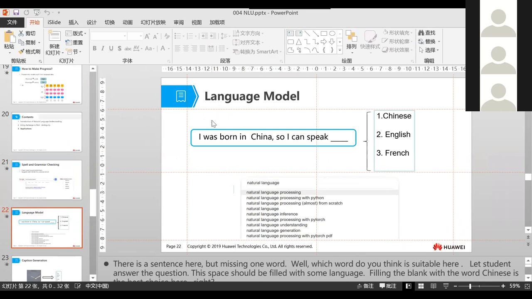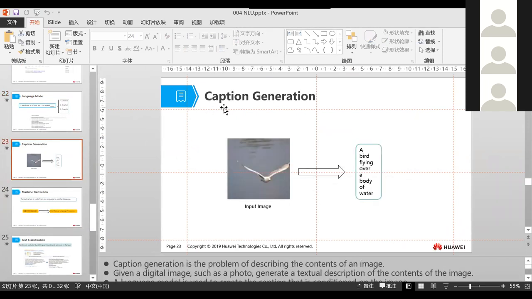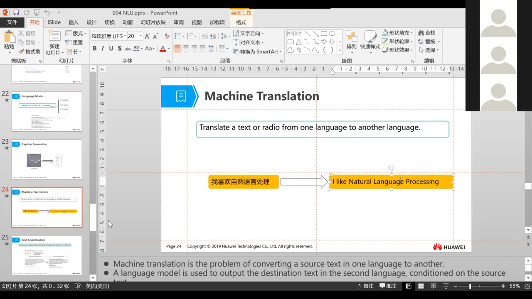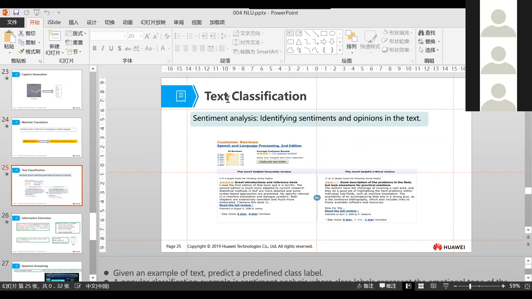That is, here is a sentence, and the AI model can predict what is the next word. And also the image caption generation, we input an image and the output is a sentence that describes the content in the image. And also a typical application of natural language processing is machine translation. And we can translate a text or radio from one language to another language, for example, from Chinese to English. And text classification or sentiment analysis. And we can analyze the sentiment and all the opinions in a text.